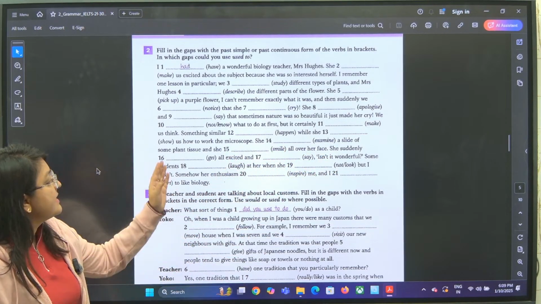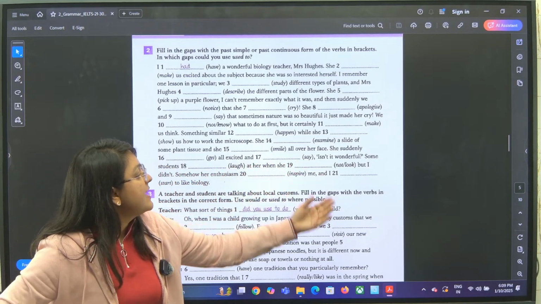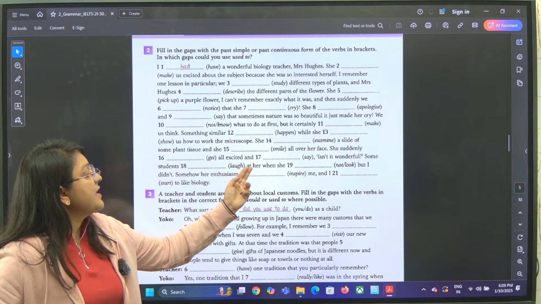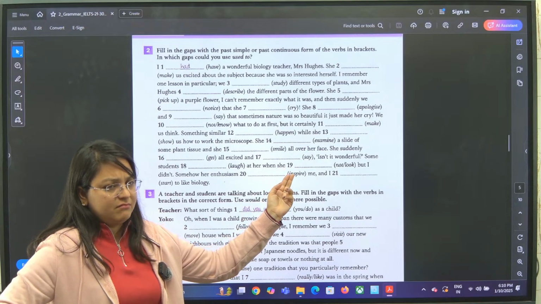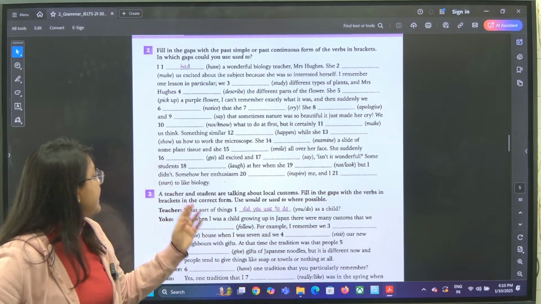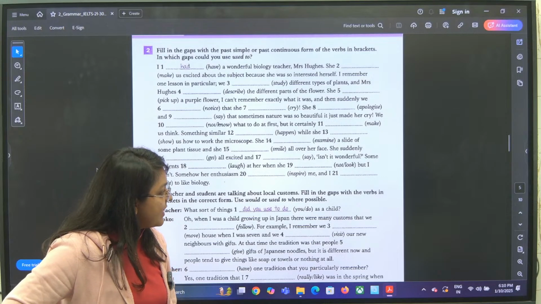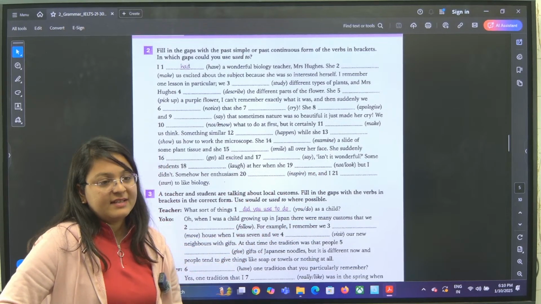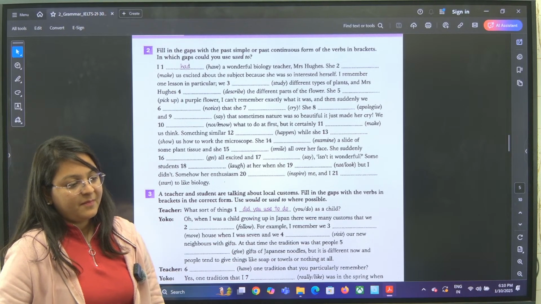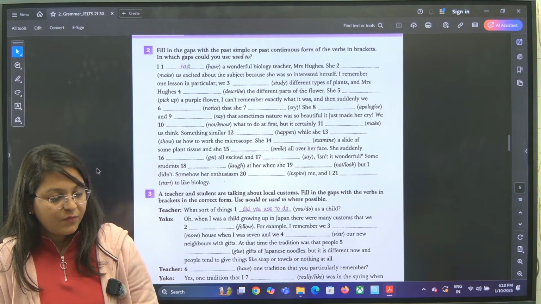She suddenly dash got all excited and said, "Isn't it wonderful?" Some students laughed at her when she was not looking, but I didn't. Somehow her enthusiasm inspired me and I started to like biology. I got 4 wrong answers. Which four?